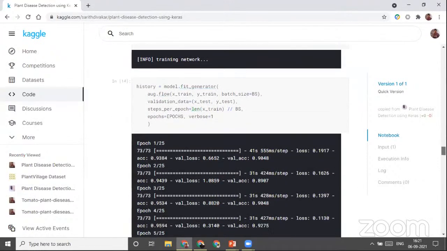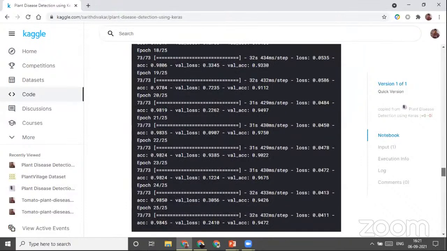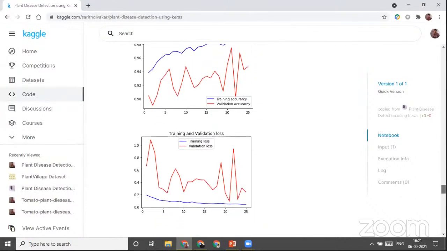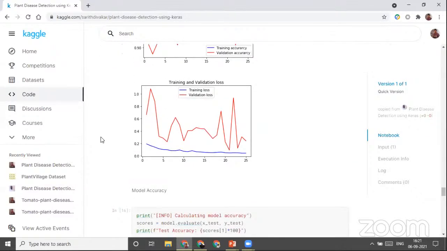Okay, so here you can see the training happened in multiple stages, and when you plot the accuracy, you can see the training and validation accuracy. The blue line shows training accuracy. It's almost 98%, and the validation accuracy is fluctuating a little bit, but still you are getting above 94. Similarly for the loss, the loss should be minimum. You get a minimum loss for training, and the validation loss is almost 0.3.